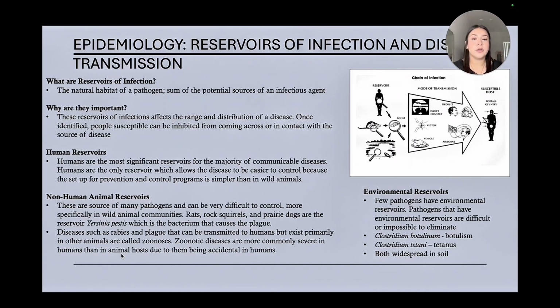The last reservoir would be environmental reservoirs. These have few pathogens in their reservoirs, and the pathogens that have environmental reservoirs are difficult or impossible to eliminate. Clostridium botulinum obviously leads to botulism, and Clostridium tetani leads to tetanus, which are both widespread in soil.